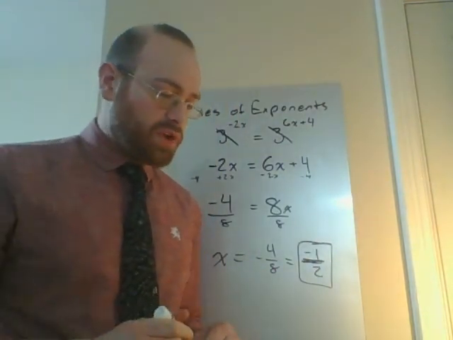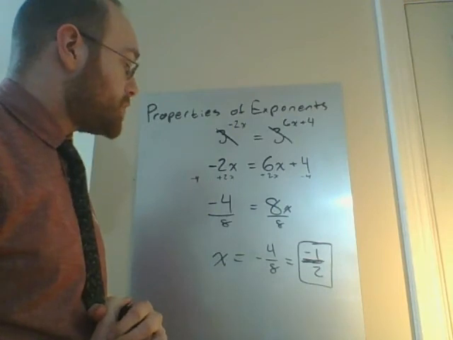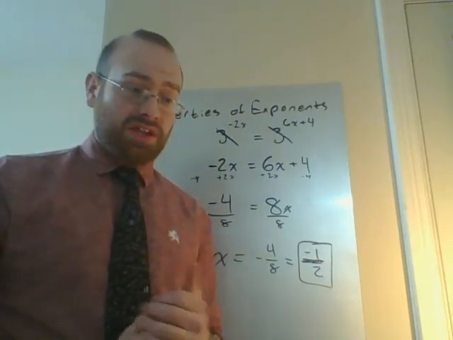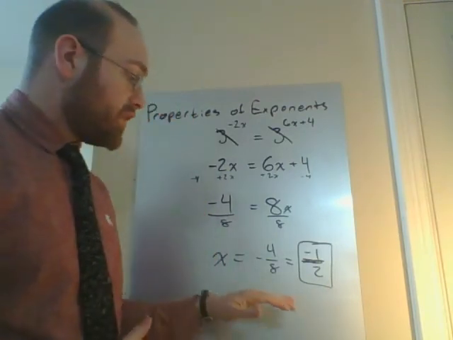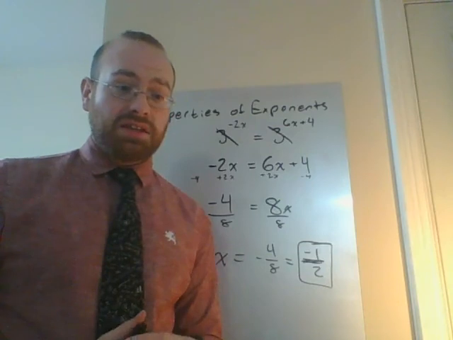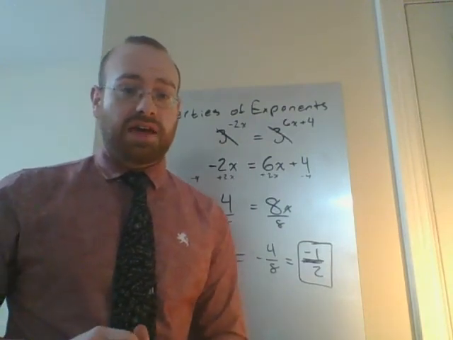So we have now reviewed all of our exponent properties, the product property, the power property, and the quotient property. And we have also reviewed how we can solve an exponential equation by finding a common base and then canceling that common base.